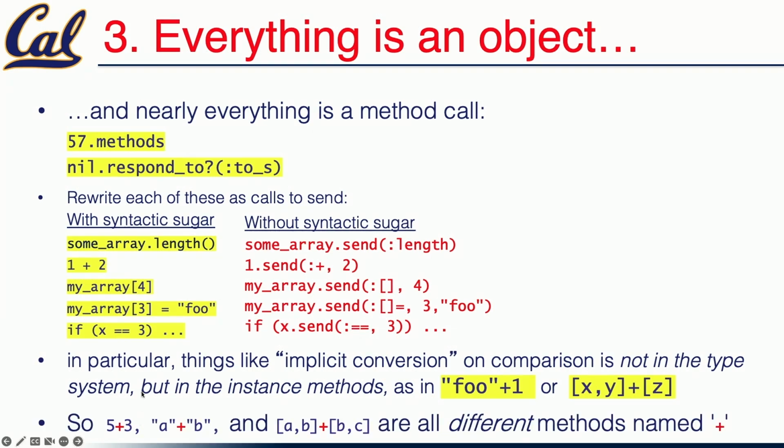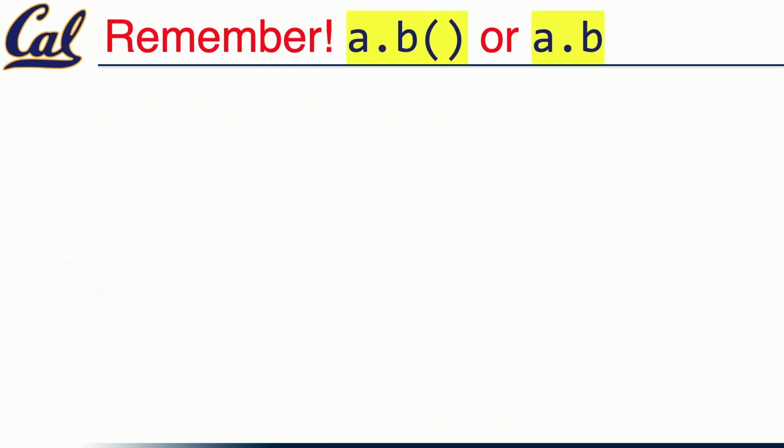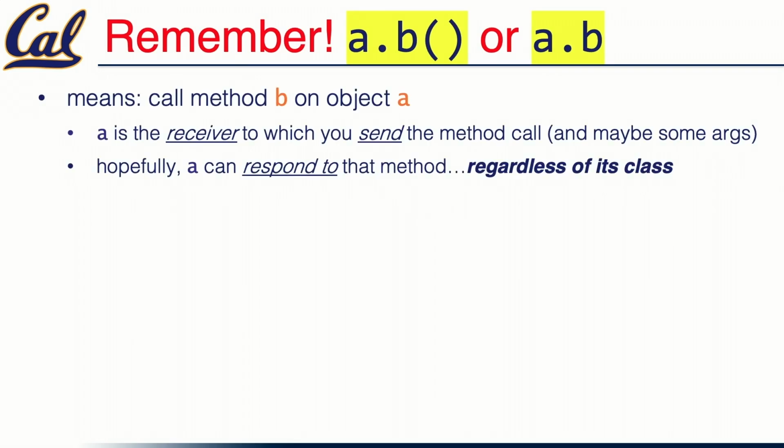So, in these Ruby expressions, 5 + 3, "A" + "B", arrays added together, those are all different methods, right? In each case, it just happens to be a method named plus, but it could be the plus method in the fixnum class, the plus method of the string class, the plus method of the array collection class, and so forth and so on. So, if you remember only a few things, remember these things, because everything is an object, and because every operation is done by calling a method on that object, whenever you see a.b with or without parentheses, it always means call the method b on the object a.